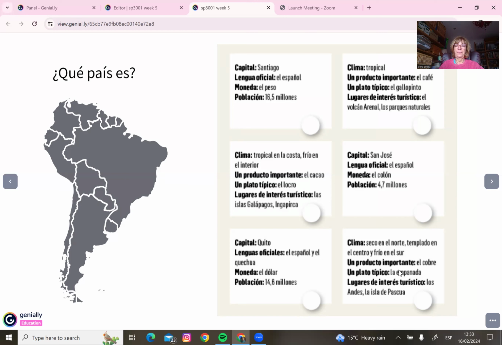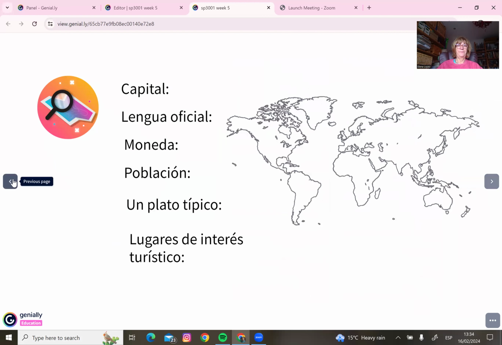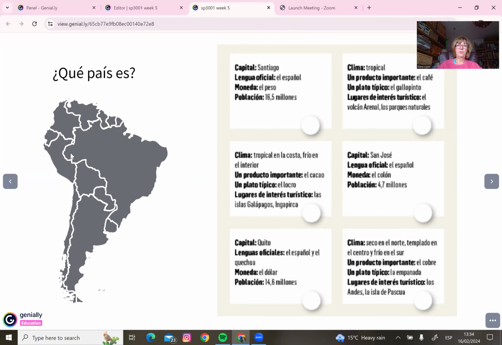Lugares de interés turístico, places of tourist interest for tourists or for tourism. Los Andes, and Los Andes is all this range of mountains that go across the spine of South America. O la Isla de Pascua. And I don't know exactly where the Isla de Pascua is, but it's one of these little islands, in which you can see these huge totems from prehistoric times. Okay, so that is our first country.